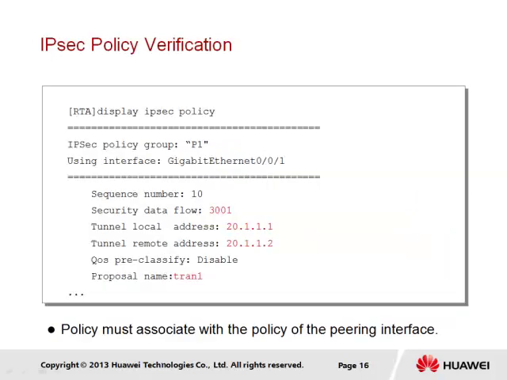If we wish to verify the results of the configured policy, we can use the display IPsec policy command. We show here based on RTA the configured policy that is named P1. We can verify that it is associated with the relevant interface and that the general parameters have been configured. We can verify that access control list 3001 has been associated with the policy along with other parameters, with just a selection of those parameters being shown here.